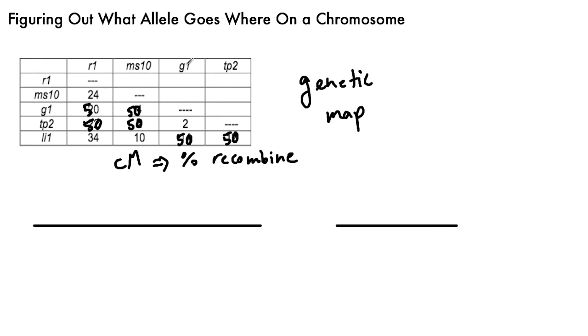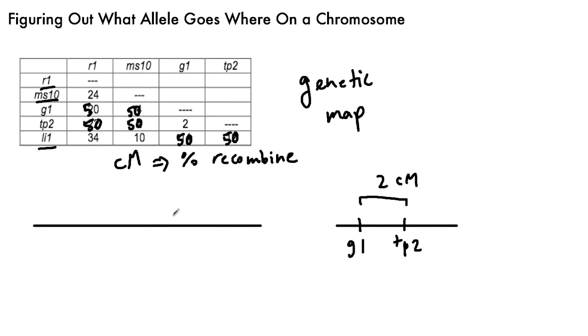Except for when it gets to the crossover of G1 and TP2, because it's only 2. So you know that they're on the same chromosome, but they're on different chromosomes from LN1, MS10, and R1. So let's put them on this chromosome. And I don't think size matters either. I just made it smaller because there's less alleles on it, but literally it does not matter at all. So we know that G1 is on this chromosome and TP2 is also on this chromosome, and we know that the distance between them is 2 centimorgans.